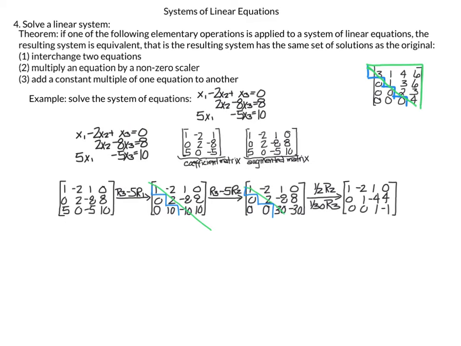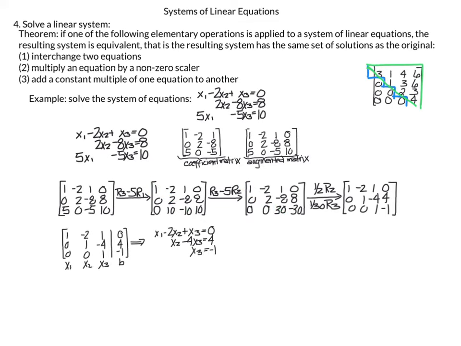The other thing I did, just to make things easier for myself, is I multiplied the second equation by 1/2, and I multiplied this bottom equation by 1/30 of R3, just so I can have some smaller numbers to work with. I've written my variables here to remind me that this first column are the coefficients of x1, the second column are coefficients of x2, and this third column are coefficients of x3, and this last column is my b, my solution vector.